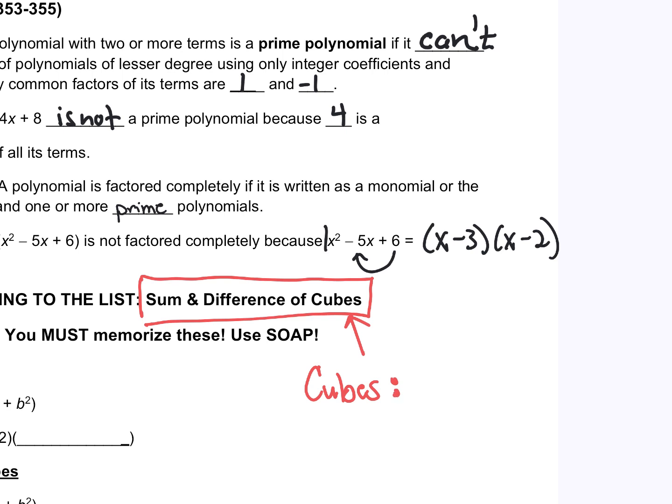So we'll make a little list first. For instance, 1 is a perfect cube. Because 1 times 1 times 1 is 1. 2 times 2 times 2 gives us our second perfect cube. 2 times 2 times 2 is 8.